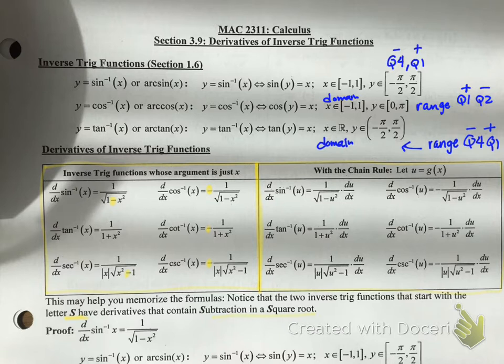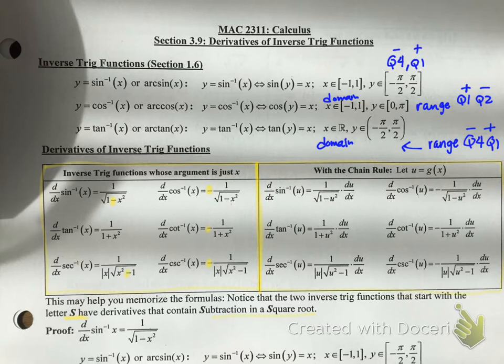The derivative of inverse secant of u equals 1 over the absolute value of u times the square root of u squared -1 du dx. And finally, the derivative of inverse cosecant of u equals -1 over the absolute value of u times the square root of u squared -1 du dx.